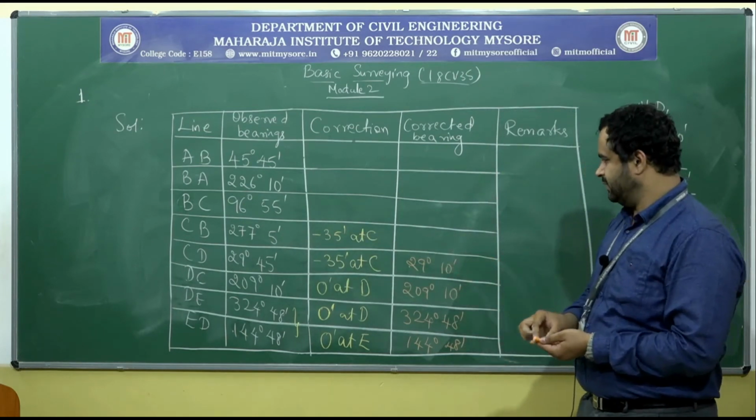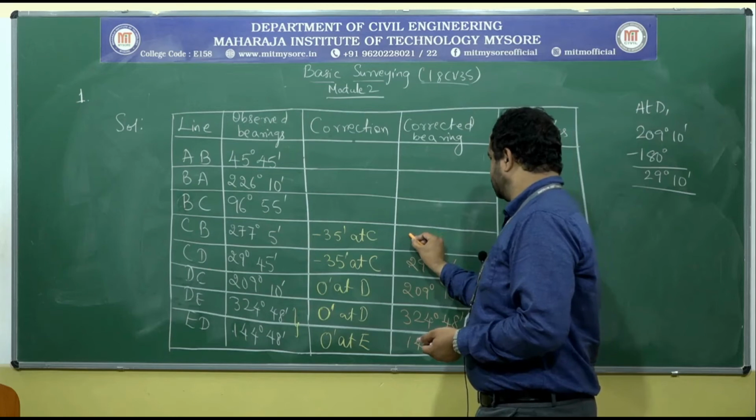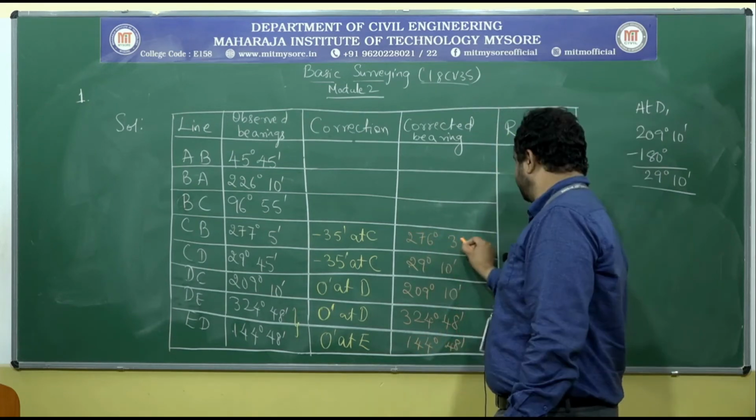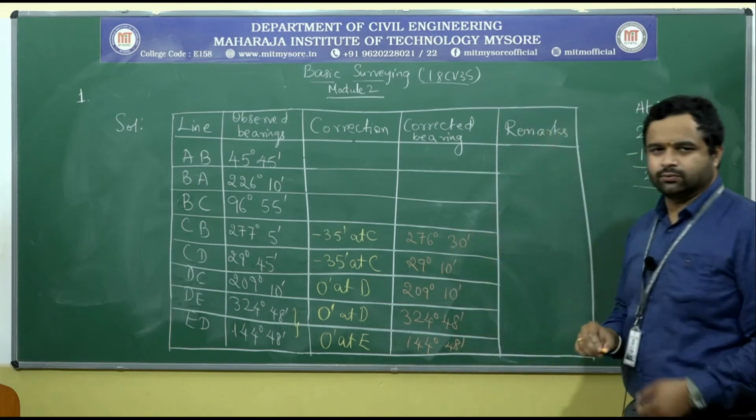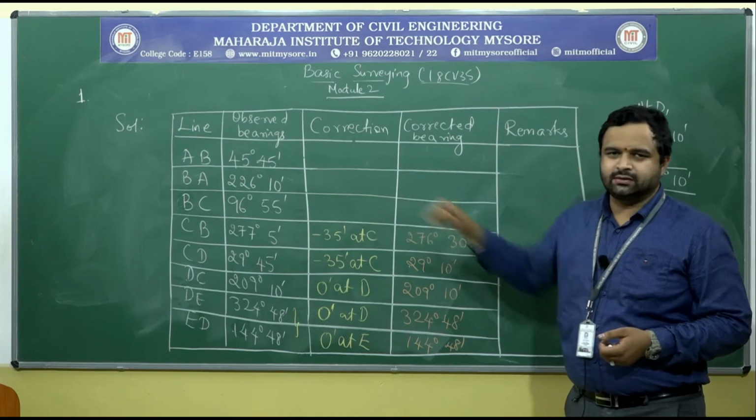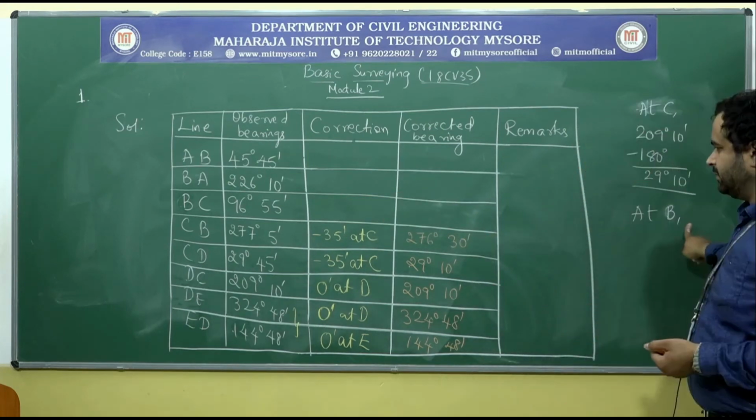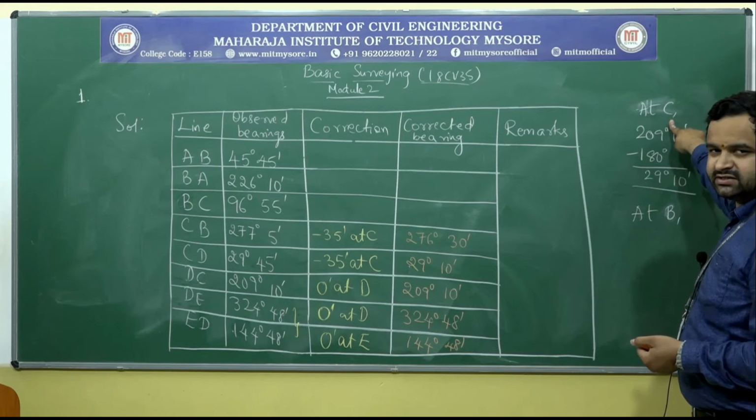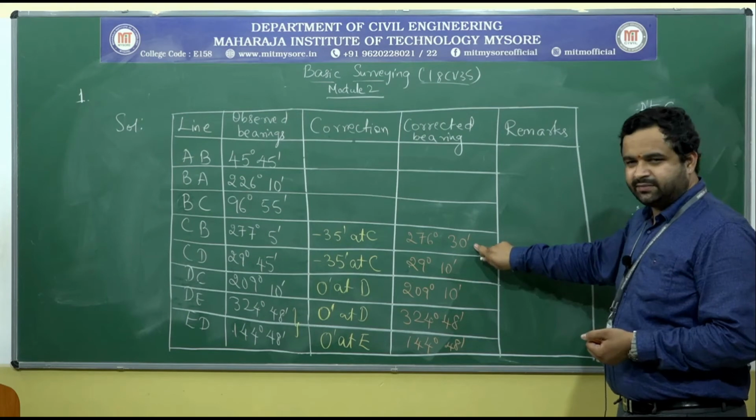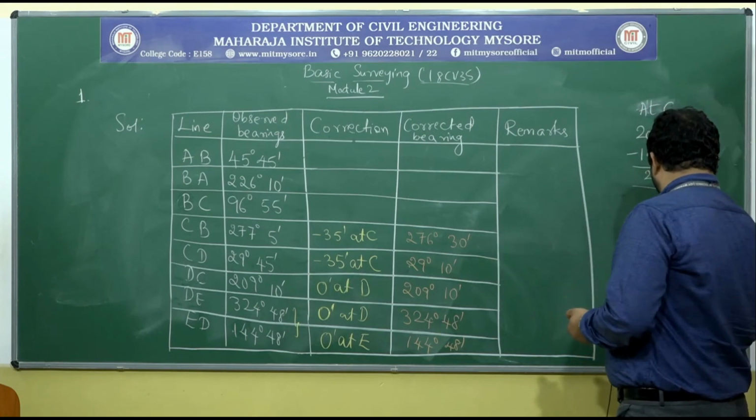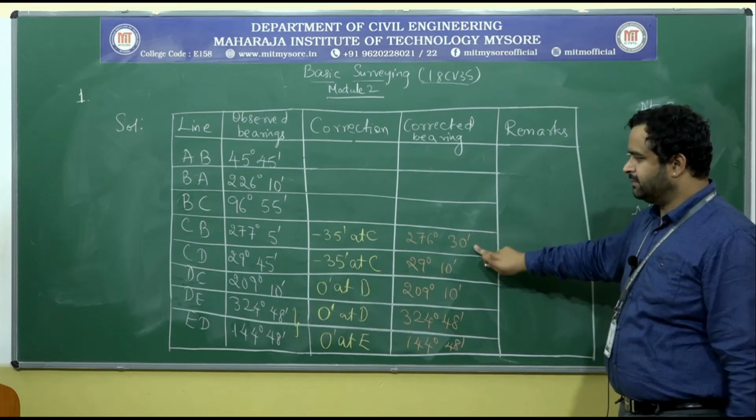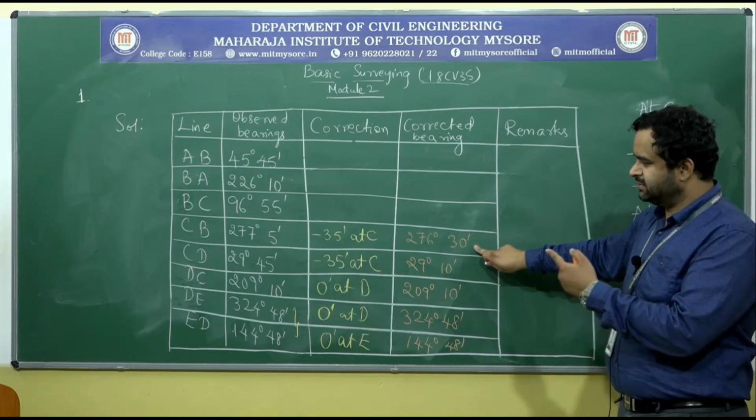So, the corrected bearing will be 276 degrees 30 minutes is the corrected bearing now. Now, this is corrected. Correct the bearing of PC, that is at B. Actually, this is not D, this is C. Next, at B, if this is 276 degrees 30 minutes, this is the back bearing of the line BC, that is CB, nothing but back bearing.